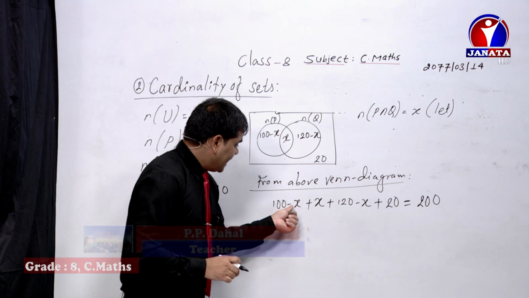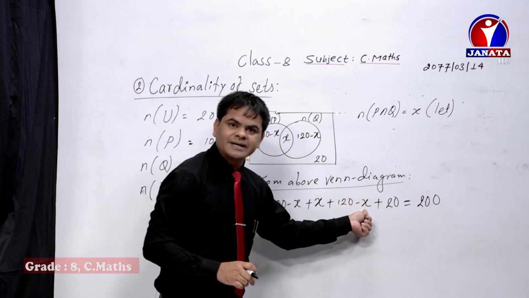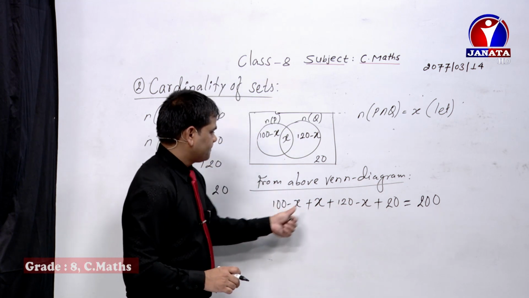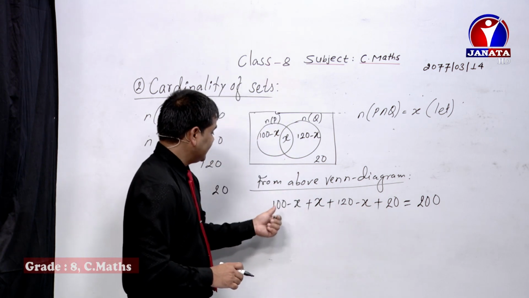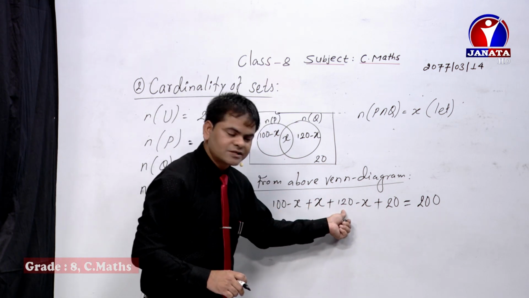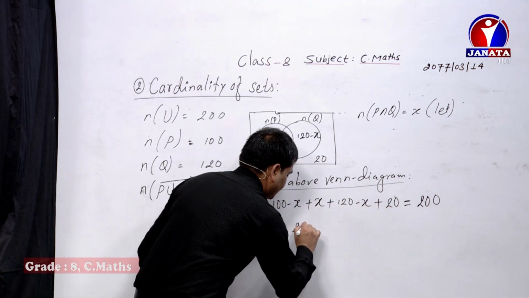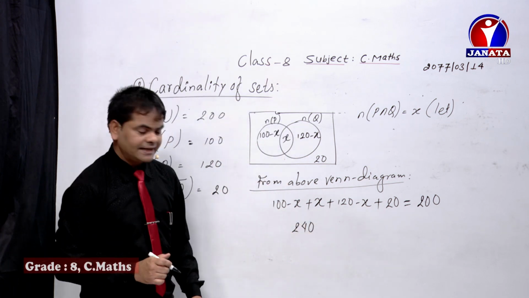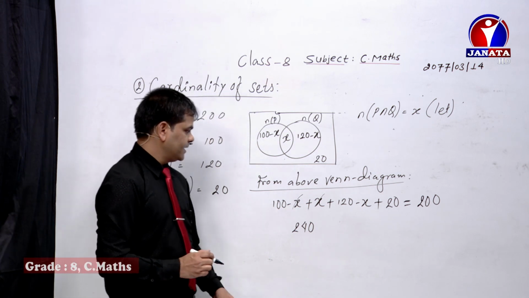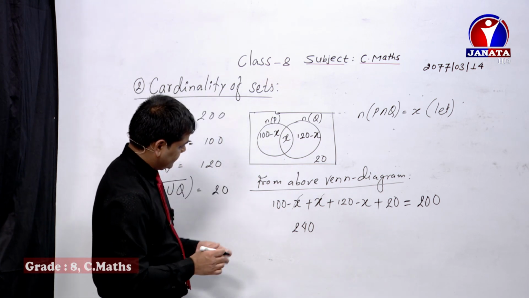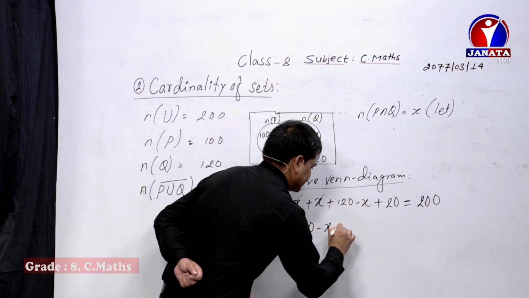Now minus x plus x can be cancelled, and just one minus x will remain, isn't it? 100, 120, 20. By adding, how much will it be? 100 plus 120 is 220, 220 plus 20 is 240. The numerical value came as 240. I have already told you minus x and plus x can be cancelled. Positive and negative like terms can be cancelled if they have equal value. And then here is 240 minus x equals 200.